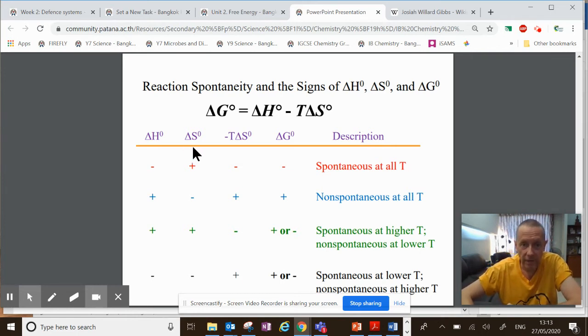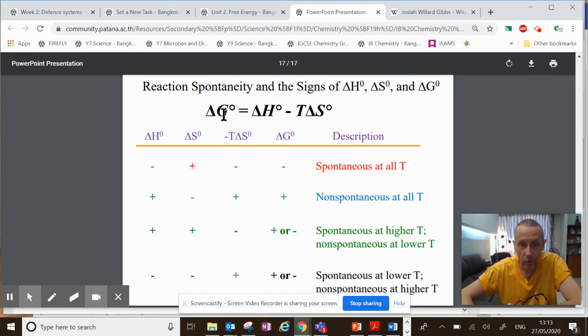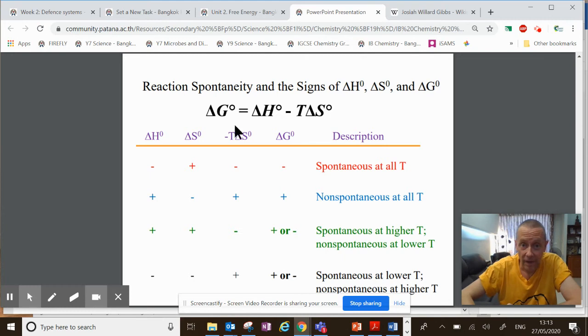Okay, so if delta S is positive, then the negative of the temperature times delta S is, of course, going to give a negative value, which is here. So in this first scenario, delta H is negative. Negative T delta S here is also negative. So if this is negative and this is negative, then whatever way you look at it, delta G is going to have to be negative. So in other words, it will be spontaneous under all conditions, spontaneous at all temperatures. Okay, that's one scenario.